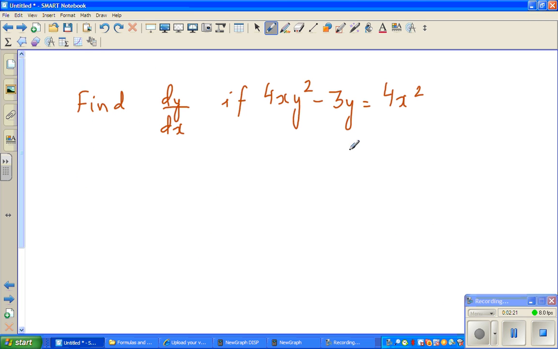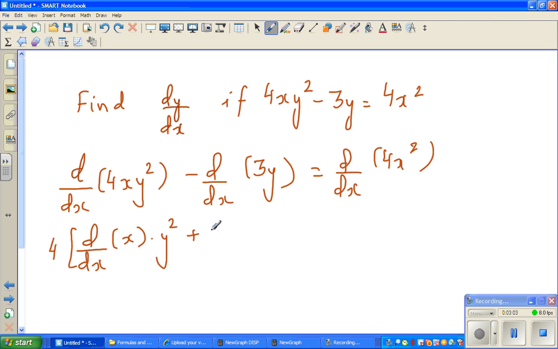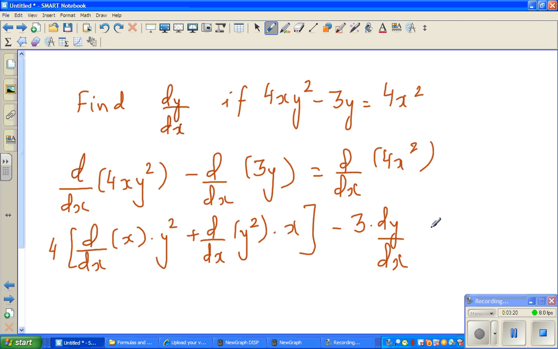The same principle here, but the only difference is that you have to use the product rule and differentiate implicitly. So here we'll say d by dx of 4xy squared minus d by dx of 3y is equal to d by dx of 4x squared. So I'll factor the 4 out. Now I'm using the chain rule and the product rule: d by dx of x times y squared plus d by dx of y squared times x, minus the differentiation of 3y, which is 3 times dy by dx, is equal to 8x.